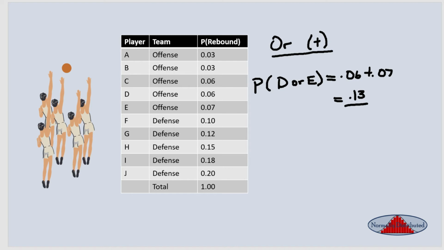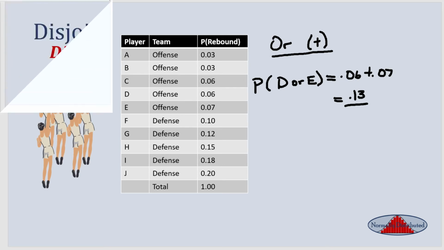So when we're looking at the previous example with the offensive team, we wanted to know whether the team on offense was going to get the rebound. So that means player A or player B or player C, D, or E could have gotten that rebound. And that is why we added up their probabilities.